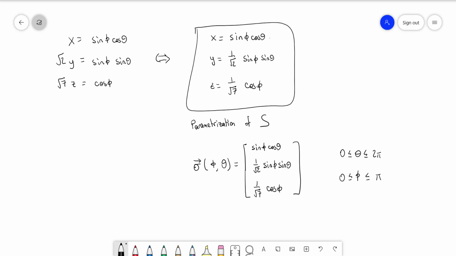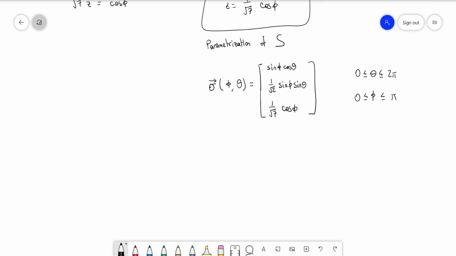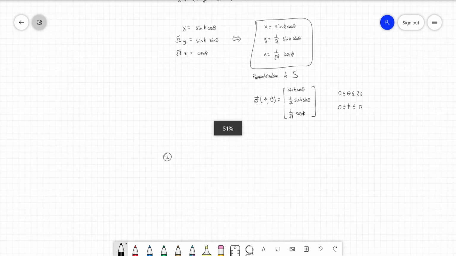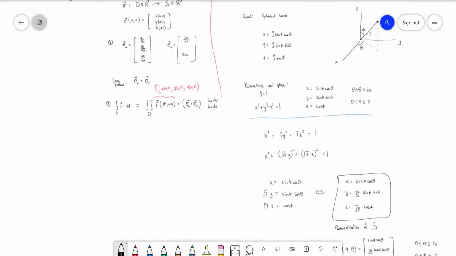So now that we have this parameterization of the ellipsoid, all right, the next step in the process is to come up here real quickly.